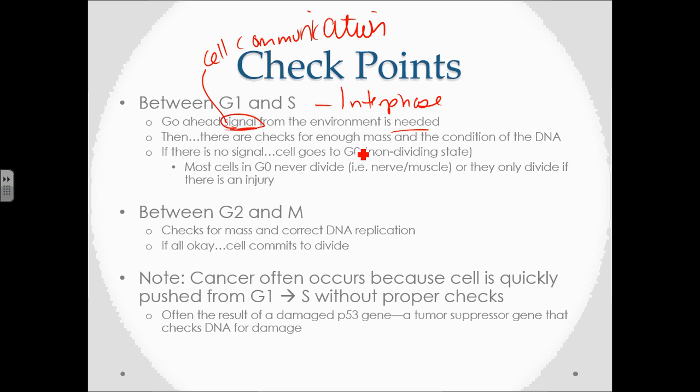Then there are checks for enough mass, so the cell's big enough, and for the condition of the DNA, so it's good enough that the cell can divide. If there's no signal, the cell is going to go into G0. So if the cell doesn't receive the signal, it's going to go into a non-dividing stage. I talked about that before. Things like brain cells would go right into that. Most cells in G0 never divide, like nerve or muscle cells.